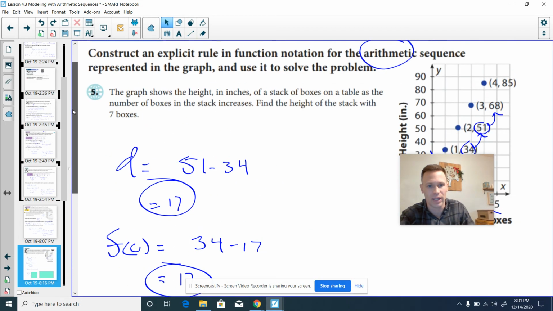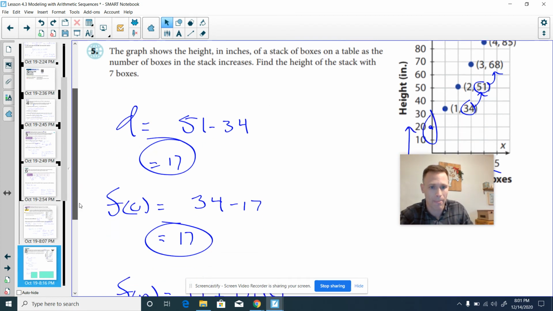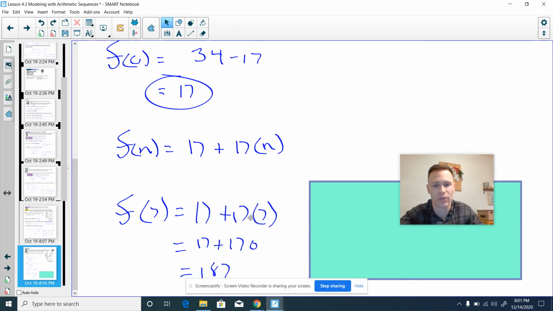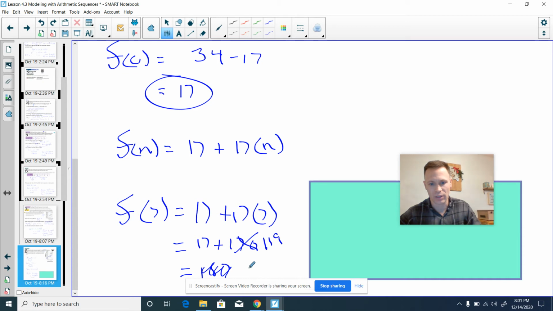And now I have to answer the question. Find the height of the stack with 7 boxes in it. Well, that means n is going to be 7. So substitute 7 in for n. 17 times 7 is 170, which is not correct. I have to fix that. 17 times 7 is not 170. Let's fix that. 17 times 7 is 119. 119 plus 17 is 136. So what does that mean in the context of the problem?